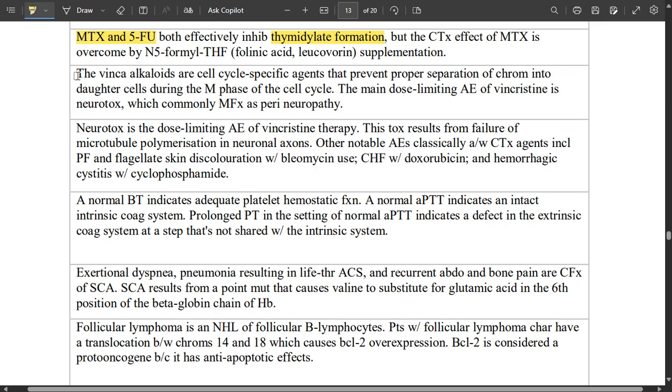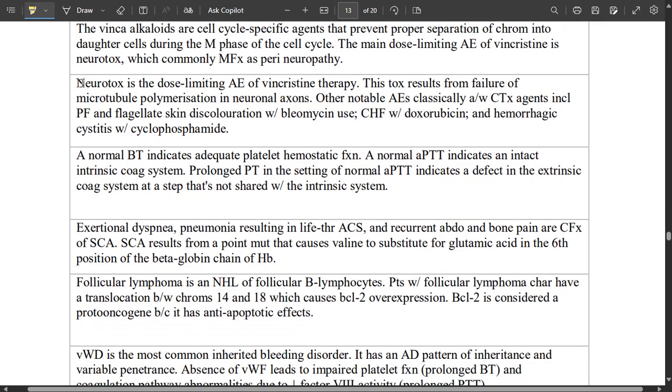The main dose-limiting adverse effect of vincristine is neurotoxicity, a very common side effect. This separation does not occur even in the axons of the neurons, and therefore it results in peripheral neuropathy. So neurotoxicity is the dose-limiting effect of vincristine therapy. If the dose is adjusted, then neurotoxicity can be prevented. This toxicity results from failure of microtubule polymerization in neural axons.